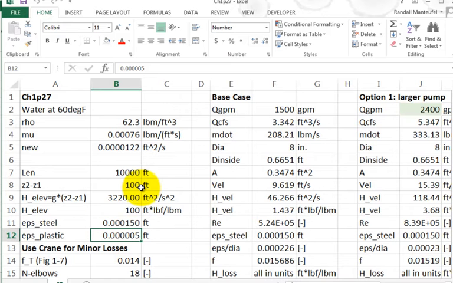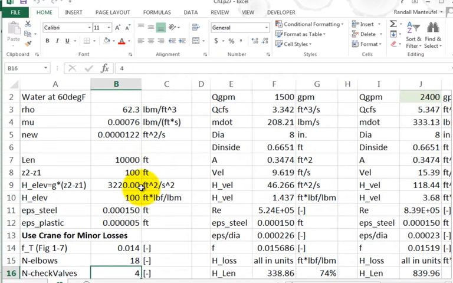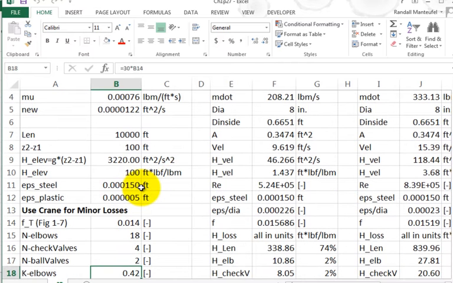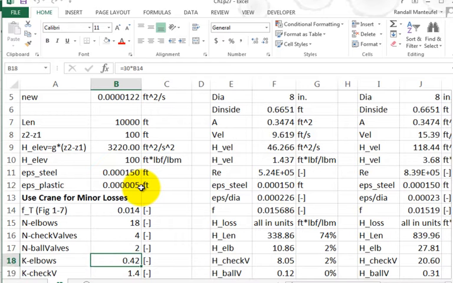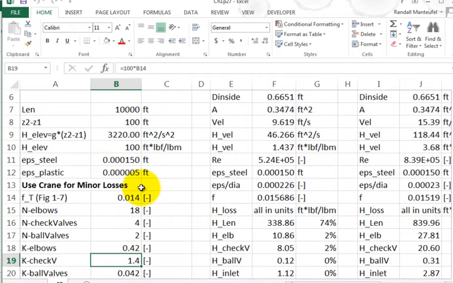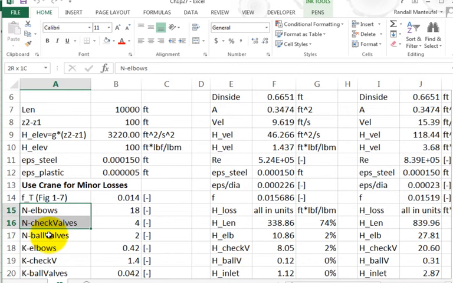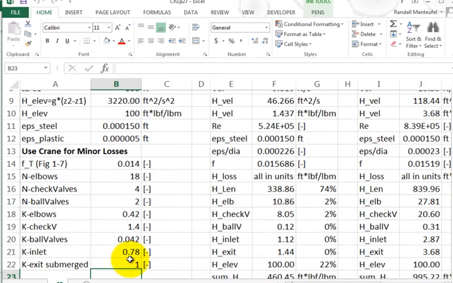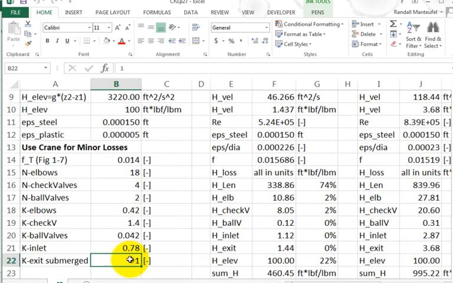If you go with the other options with plastic pipe, the roughness of the plastic pipe is very low. See how much different it is? Drawn tubing and plastic pipes have very low roughness. Those are those F of T's I mentioned. The number of elbows, the number of check valves, the number of ball valves, K of the elbows, and K of the check valves. So I put all the numbers, and then I put the K values for those. And the inlet had a 0.78, and exit, submerged exit's a K loss of 1.